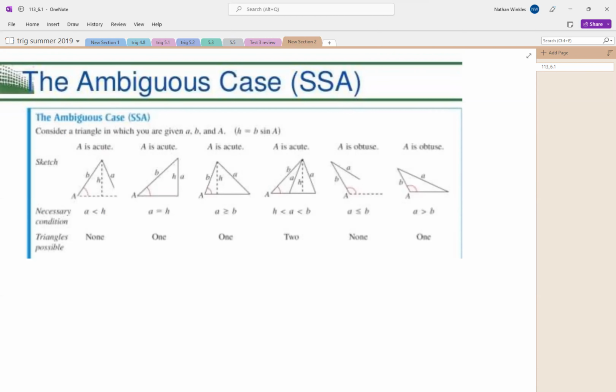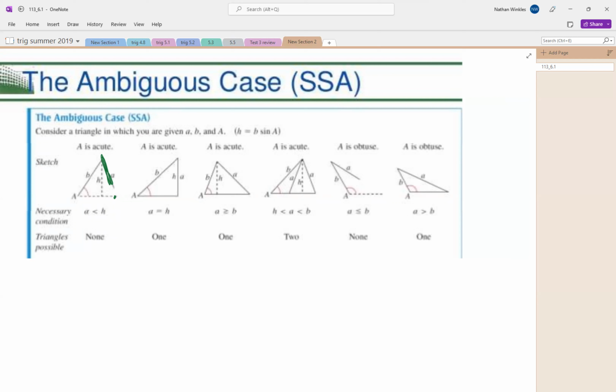So a necessary condition. If angle A is acute, a necessary condition is that side A must be less than side H. If we have this, there are no possible triangles. There's no way that we can swing this piece right here and get down here. Not possible. Now, in our second case, if angle A is acute and side A is equal to side H, then there's only one possible triangle.